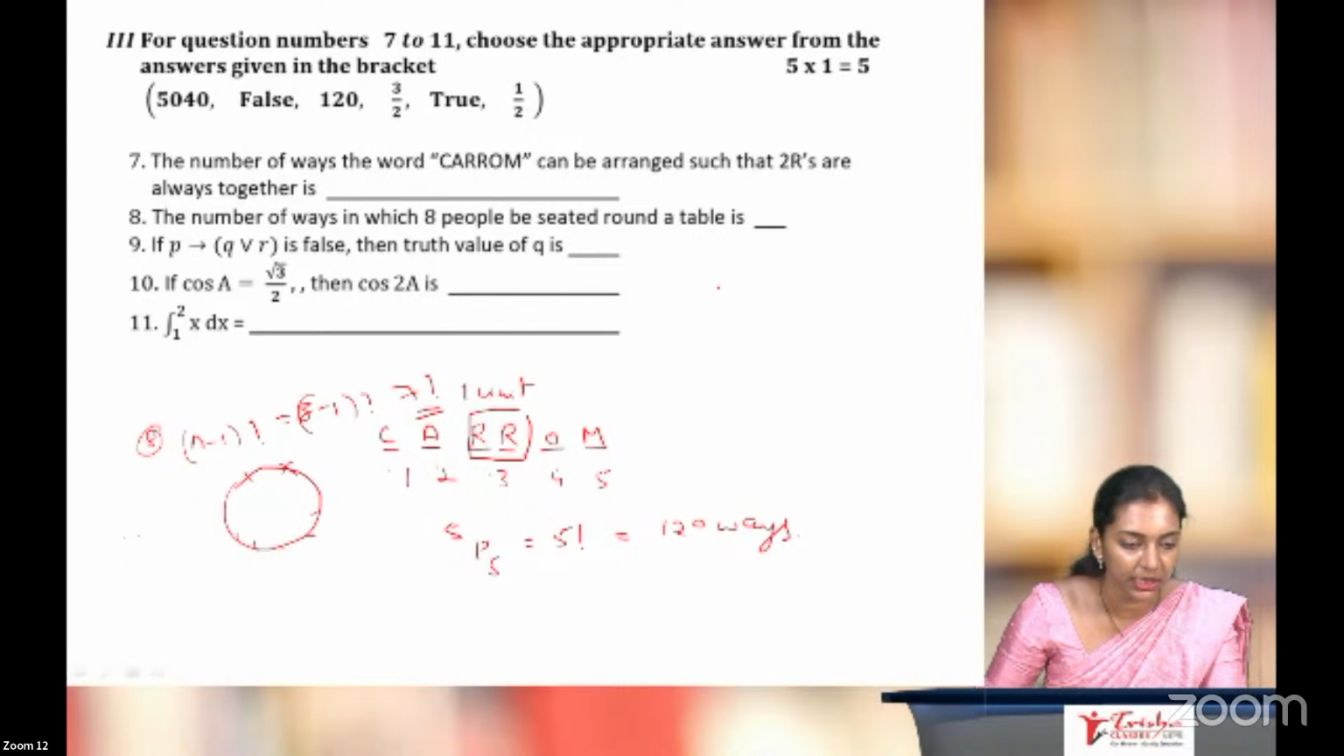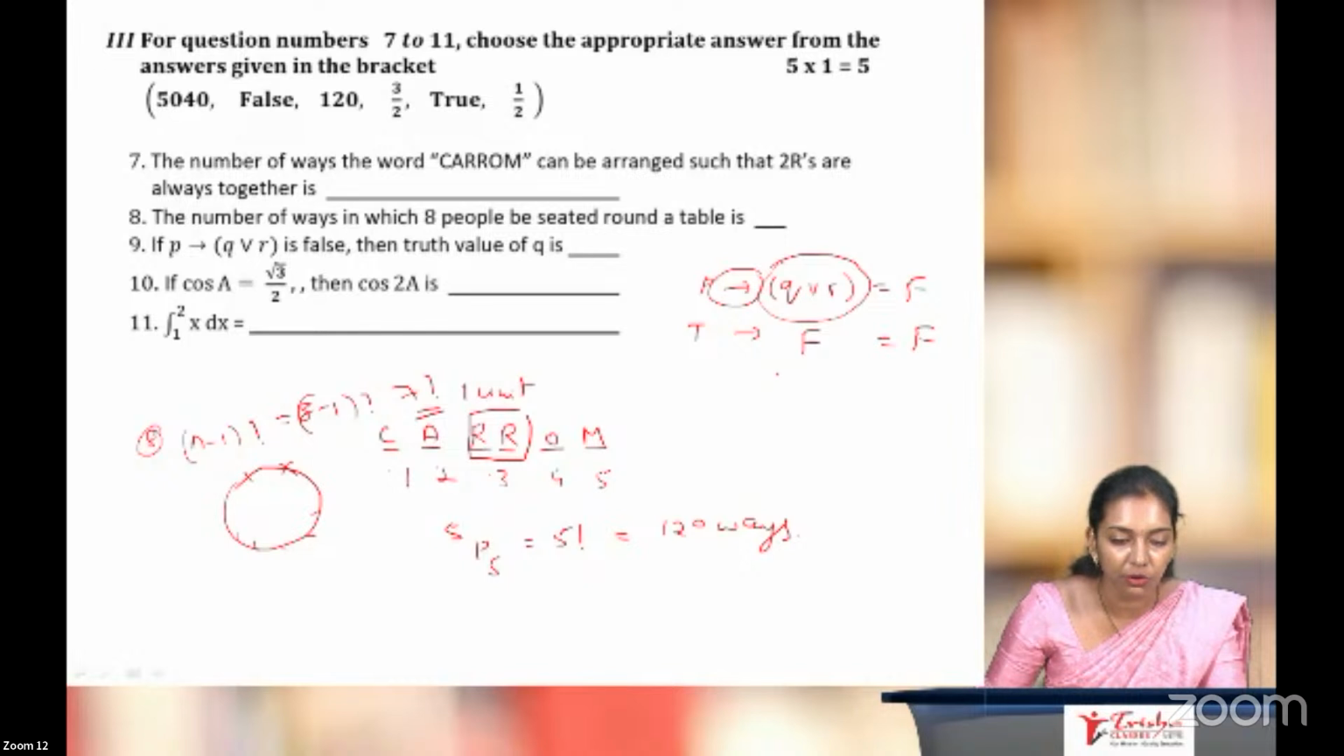So ultimately they are telling that the given proposition, P implies (Q or R), is false. In an implication, it is false only when the first is true and the other is false. So they are telling us this is false.